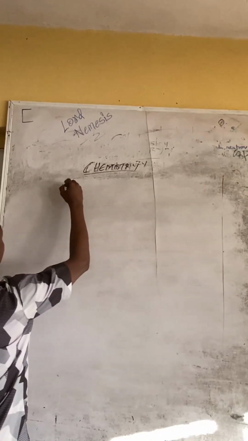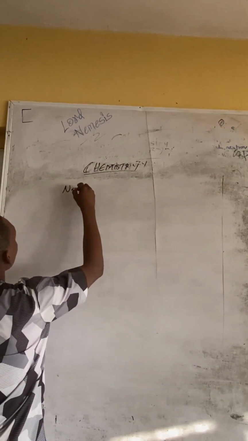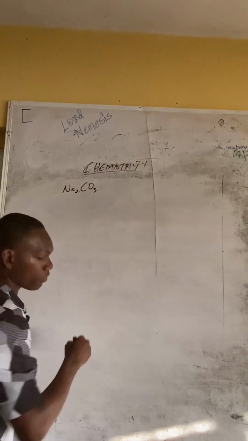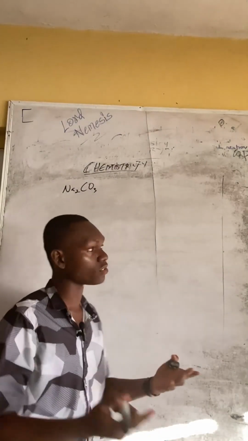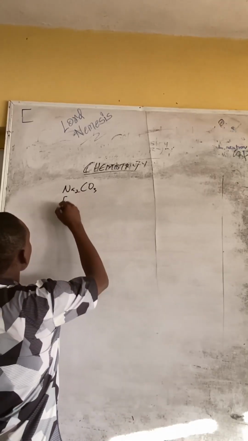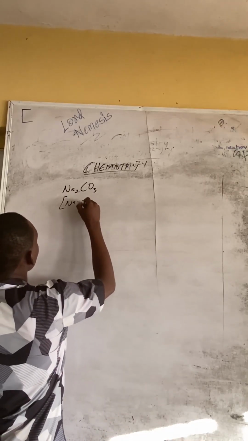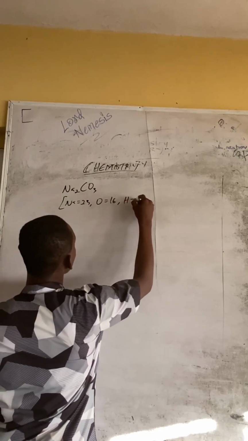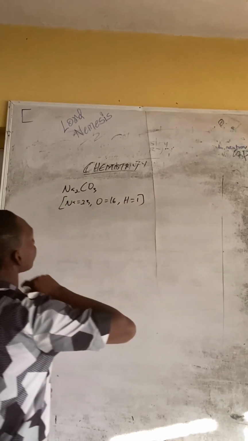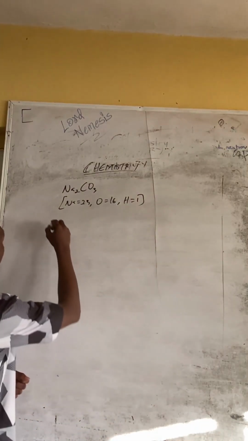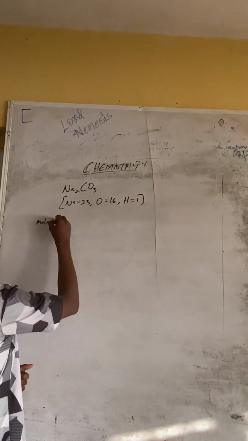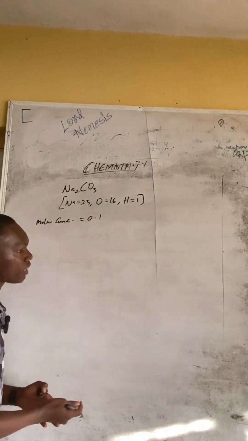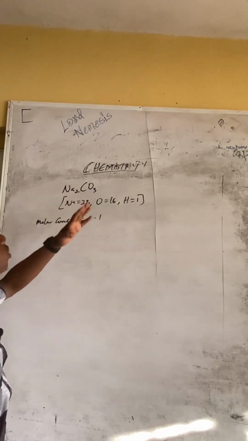First of all, the particular compound is sodium carbonate. And we are told that sodium is 23, oxygen is 16, and carbon is 12. Also, we are given the molar concentration to be equal to 0.1. Now, let's calculate the molar mass of this sodium carbonate.